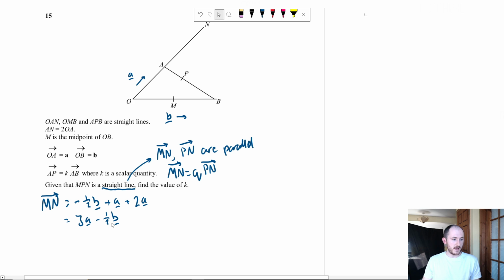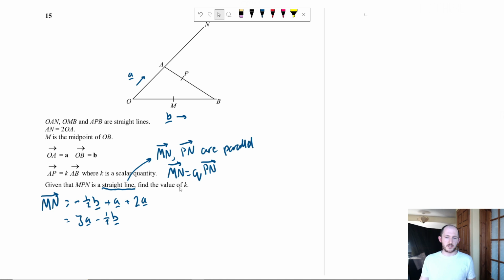Why are we finding MN? Good question. Essentially, I want to use this piece of information here, that MPN is a straight line, right? Now, what does that mean? It means that MN and PN are parallel to each other, which means they're scale multiples of each other. Since I have no other information, I have to use it. So that's what I'm going to start with.